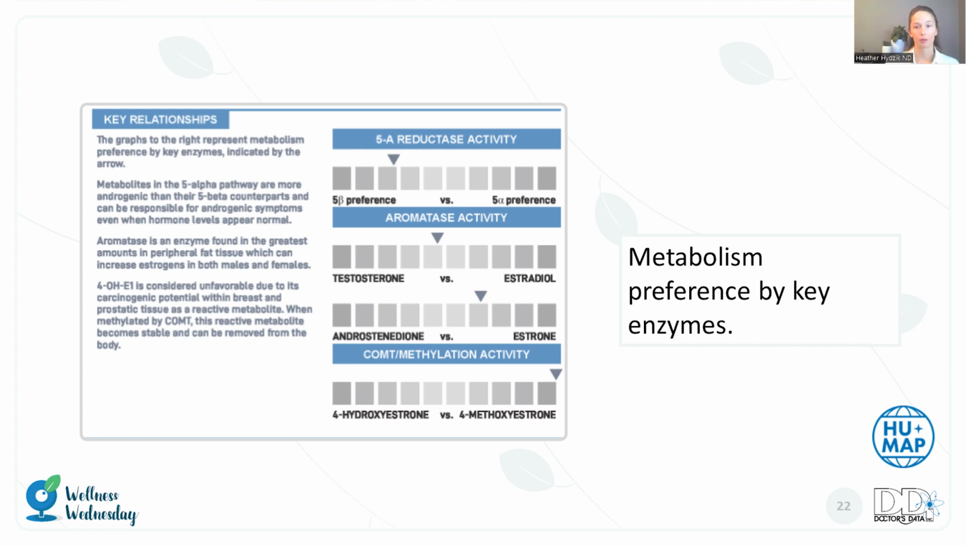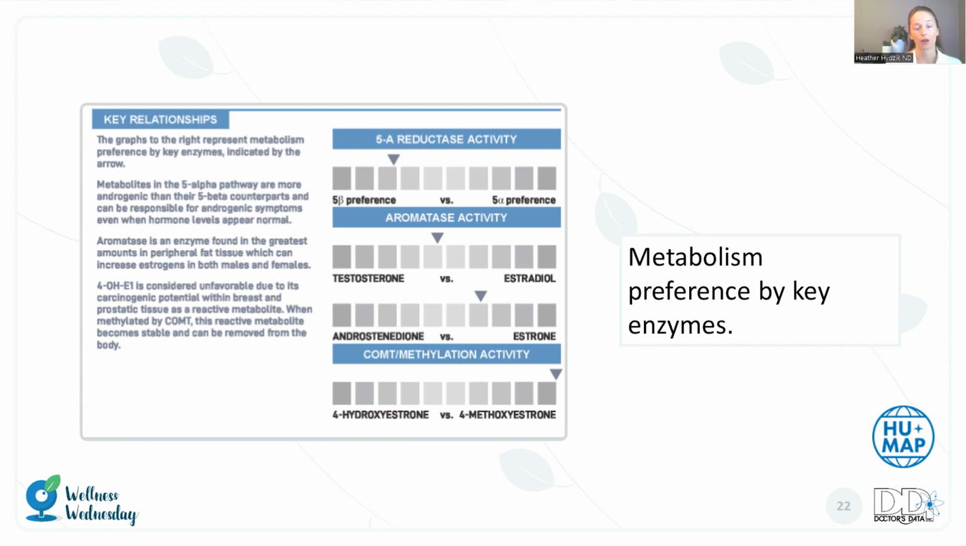And one thing urine testing provides that other mediums can't show you is that it allows us to extrapolate information about enzyme activity by looking at the analytes before and after the enzyme. So 3 areas are highlighted on the summary page, and I'm going to read this little blurb for you. Metabolites in the 5-alpha pathway are more androgenic than their 5-beta counterparts. So I'm talking about especially 5-alpha DHT. And this can cause more androgenic symptoms even when hormone levels appear normal. Next, you have aromatase. Aromatase is an enzyme found in the greatest amounts in peripheral fat tissue, and it can increase estrogens in both males and females.